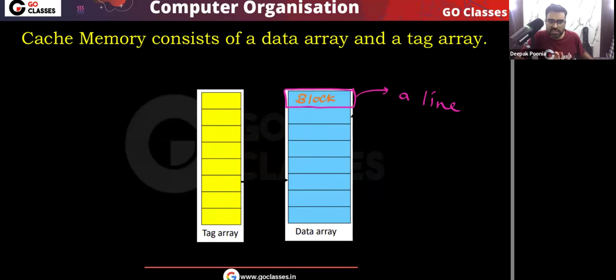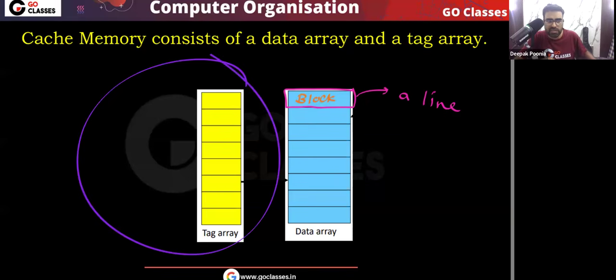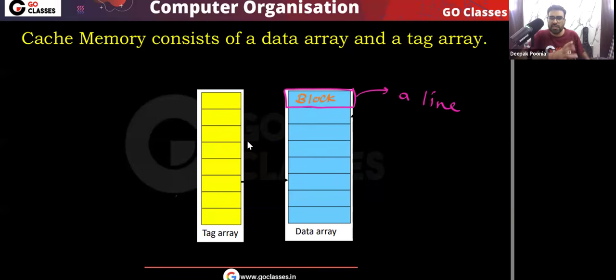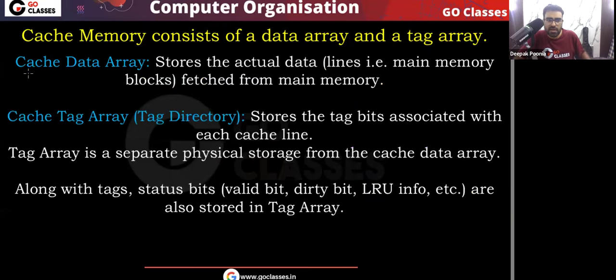One more thing: when we discuss the cache memory size, by default it does not include the tag array size. When we say the cache memory size is something, we are only talking about the size of the data array. Very simple point. So the cache memory consists of the data array and the tag directory. In the data array we put the actual data, meaning the main memory blocks fetched from the main memory. This data array is logically divided into lines.